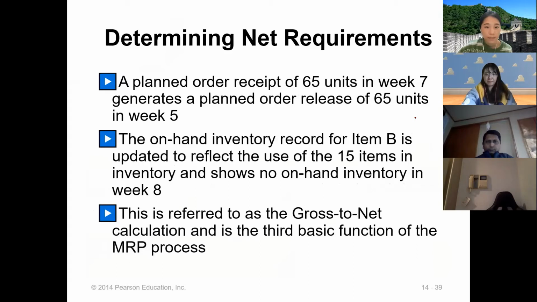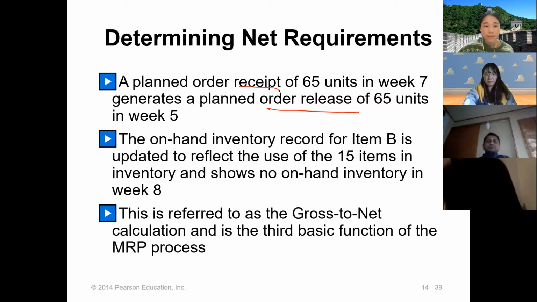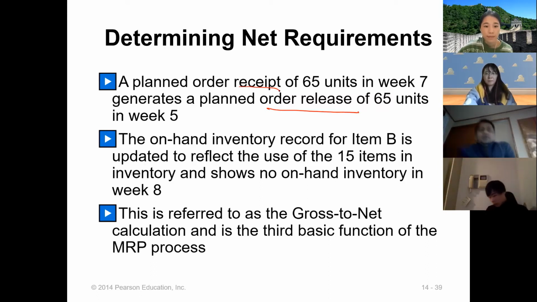The planned order receipt of 65 generates a planned order release. So this is receipt. This is release. You release the purchase order, you release the production starting. Okay, this is receive. So the on-hand inventory for item B is updated to reflect the use of 15 items in inventory and shows no on hand in week 8. So this is referred to as the gross to net calculation and the third basic function of the MRP process.